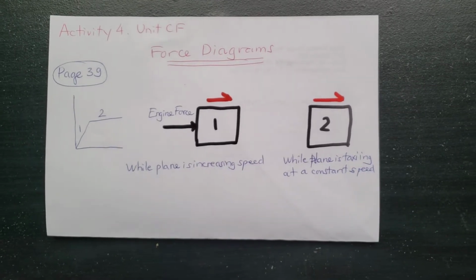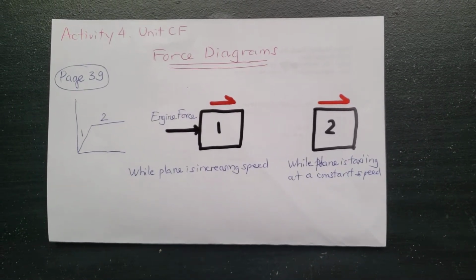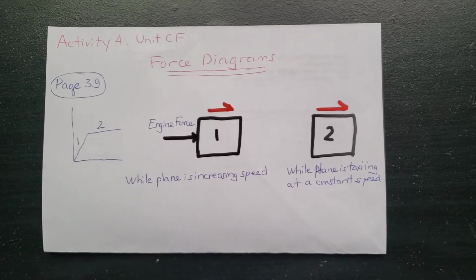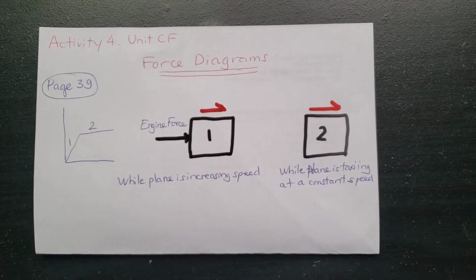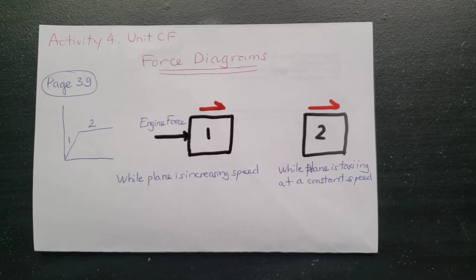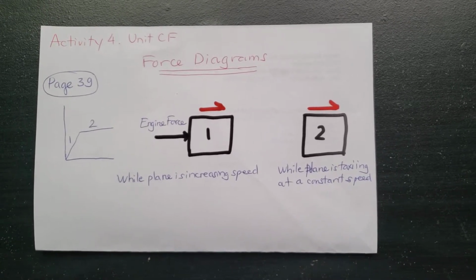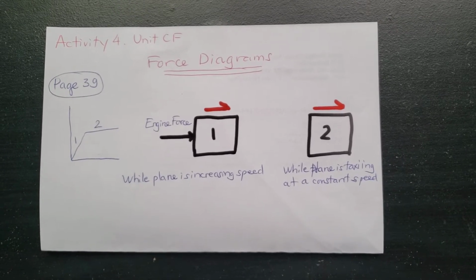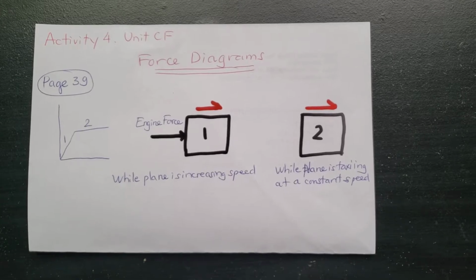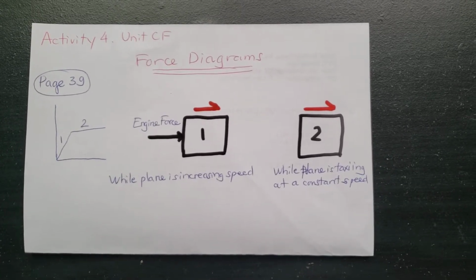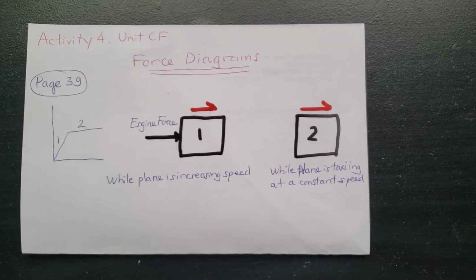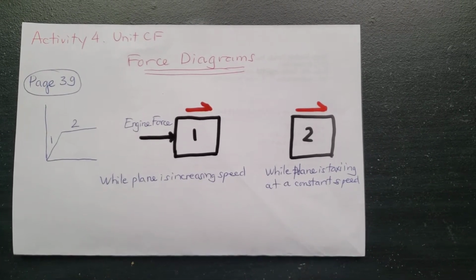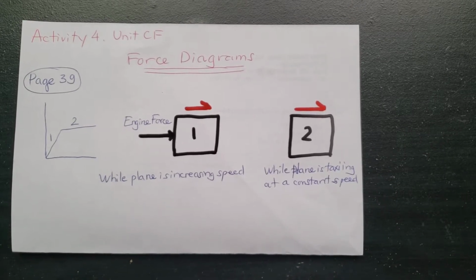Unit CF activity 4. This is the fourth diagram of the plan. The first is to increase the speed, and the second is at the time it reached the speed of the taxi, so it is taxiing at a constant speed. For the first one, because it needs to increase the speed, the pilot puts the engine force on it and makes it increase speed because of the unbalanced force.